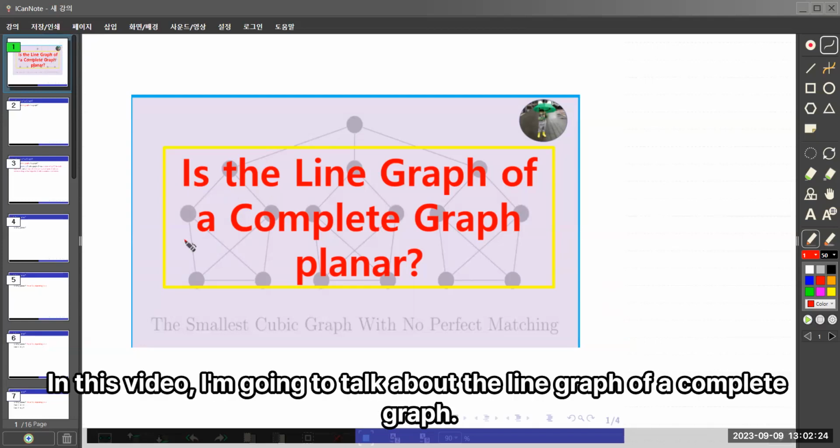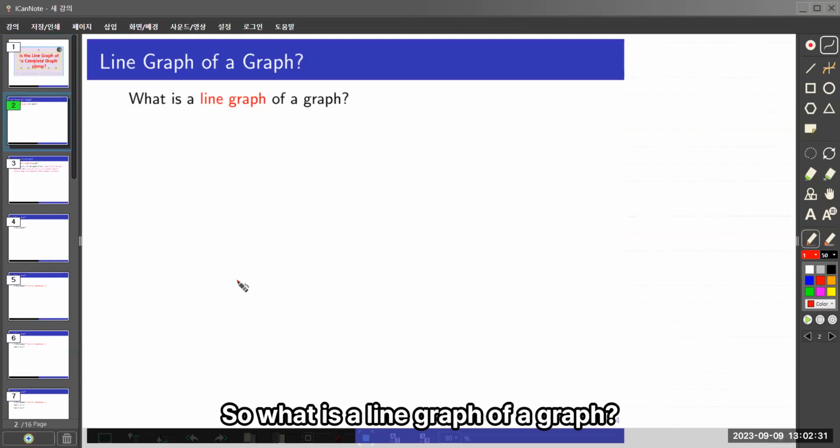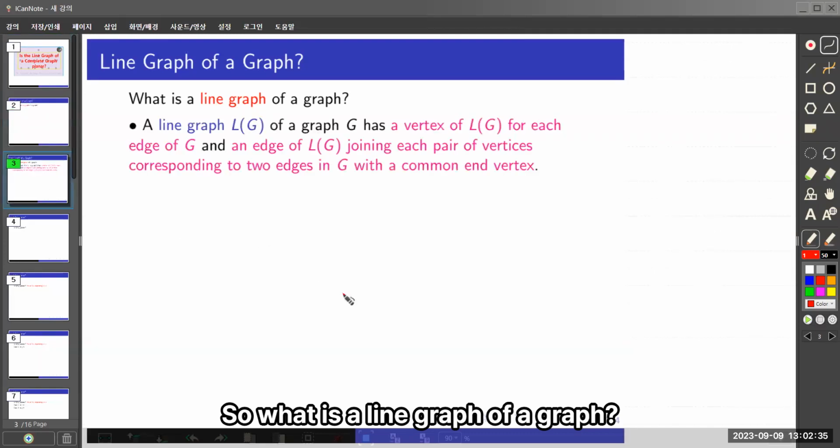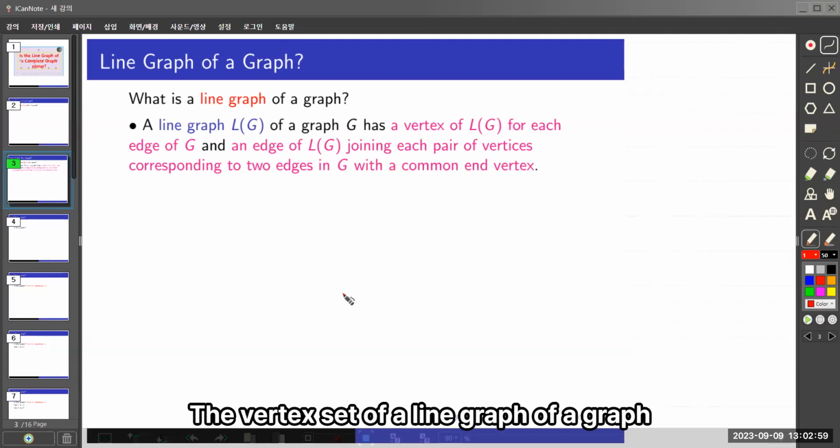In this video, I'm going to talk about the line graph of a complete graph. So what is a line graph of a graph? The vertex set of a line graph of a graph is actually the set of edges of a graph G.